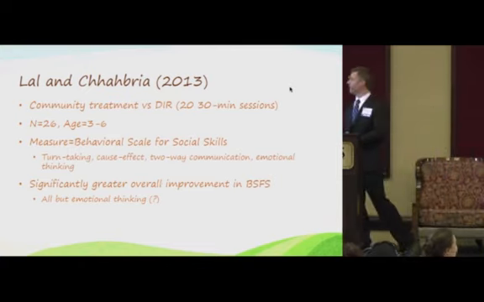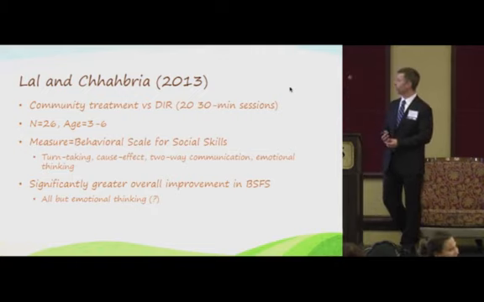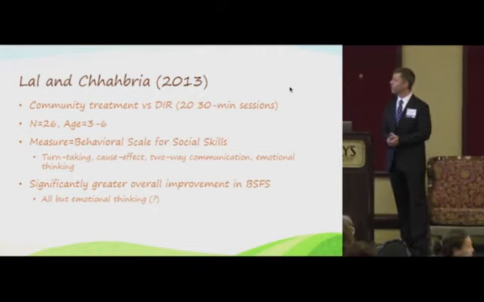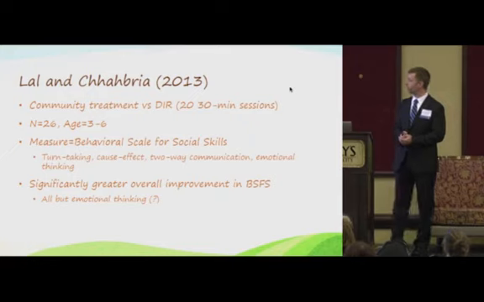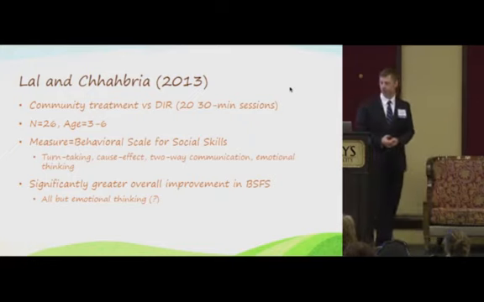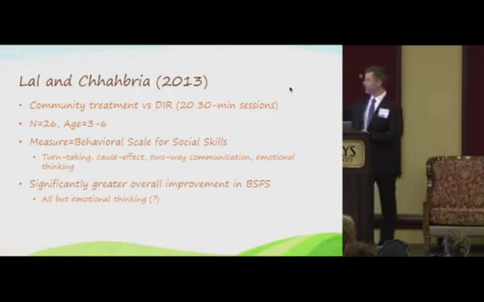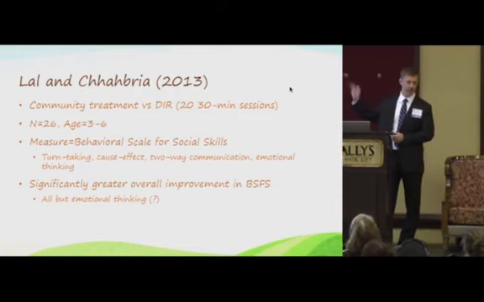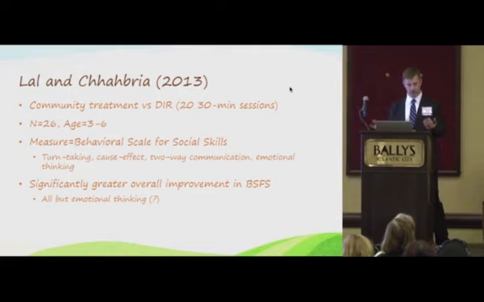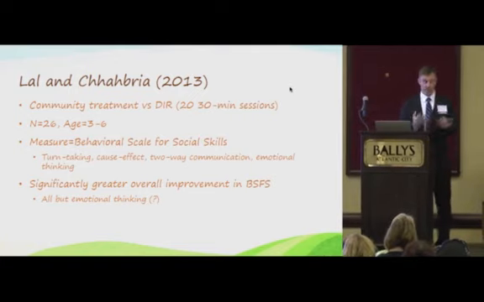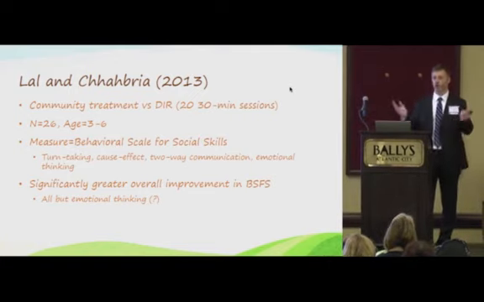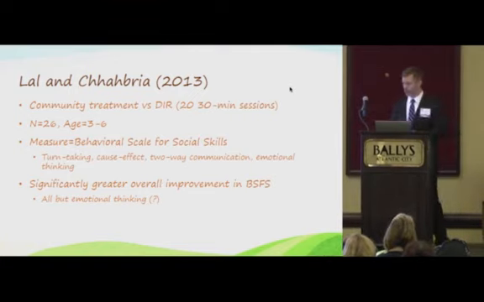There was significantly greater overall improvement in all of these scales for the DIR group over the community treatment group, except for emotional thinking. So everything increases other than emotional thinking. It may be that this was something they made on their own and they're just naming it. I don't know. It seems like a good study, but it's poorly reported, and I can't figure out what's going on with it.